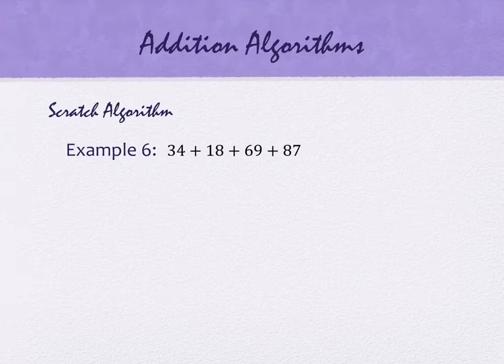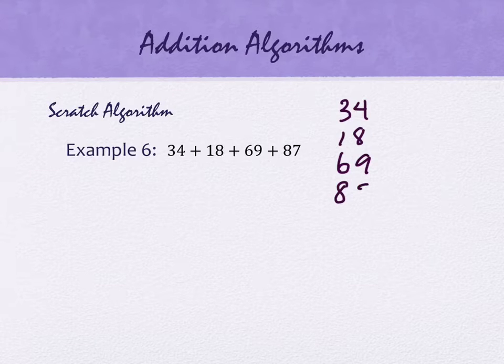Okay? The point and the value of the scratch algorithm happens because we're adding several numbers together. A bunch of them, 4 of them, 10 of them, 12 of them, a whole bunch of numbers together, and it's very convenient to use. Okay, so we're going to write them again like I was doing on the other ones vertically. So I've got 34, 18, 69, 87.